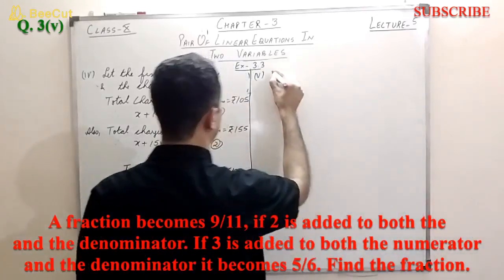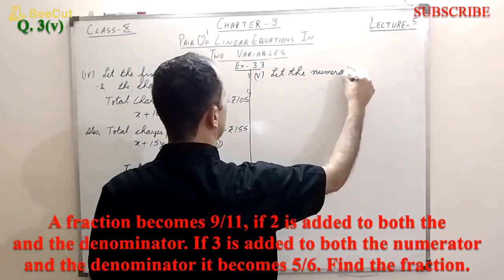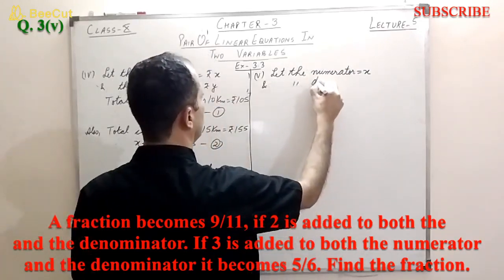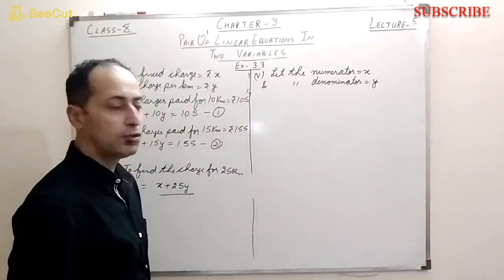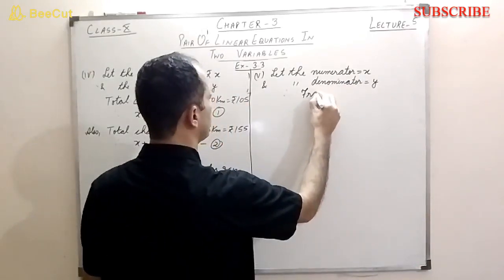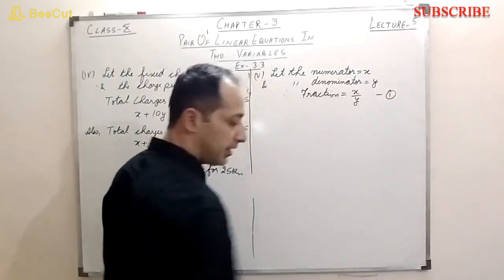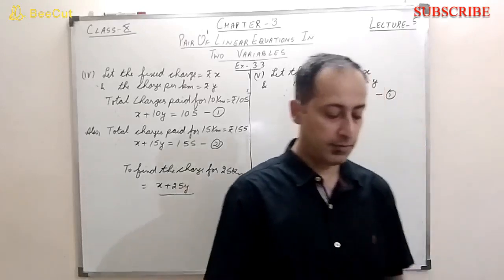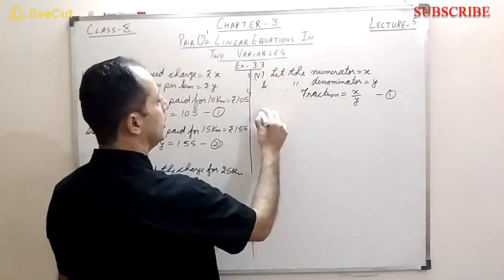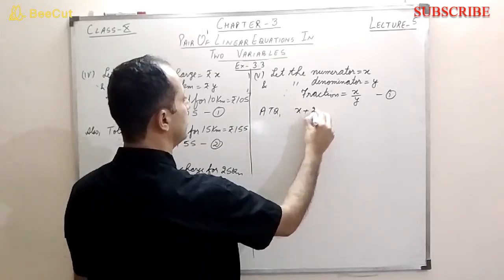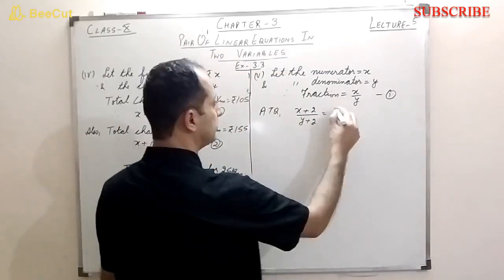So we suppose, let the numerator be equal to x and the denominator be equal to y. So therefore the fraction will be obviously numerator upon denominator. This is our fraction, right? Now what is given to us in the first condition? Again, break the statement. The first condition is, if I add 2 in both the numerator and denominator, so according to the question, what I have is x plus 2 upon y plus 2. So if I add 2 in both the numerator and denominator, the fraction becomes 9 by 11. So this is what I have.